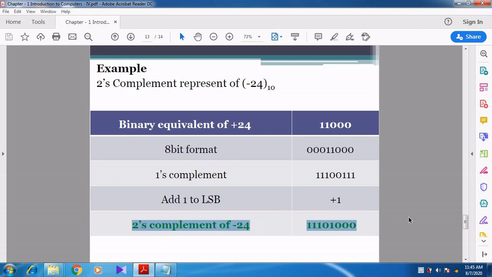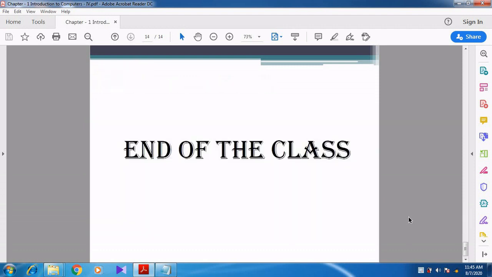Can you understand, students? So up to this we have discussed the signed magnitude representation, 1's complement and 2's complement. In the next video we are going to discuss binary arithmetic, binary addition, subtraction, like that.